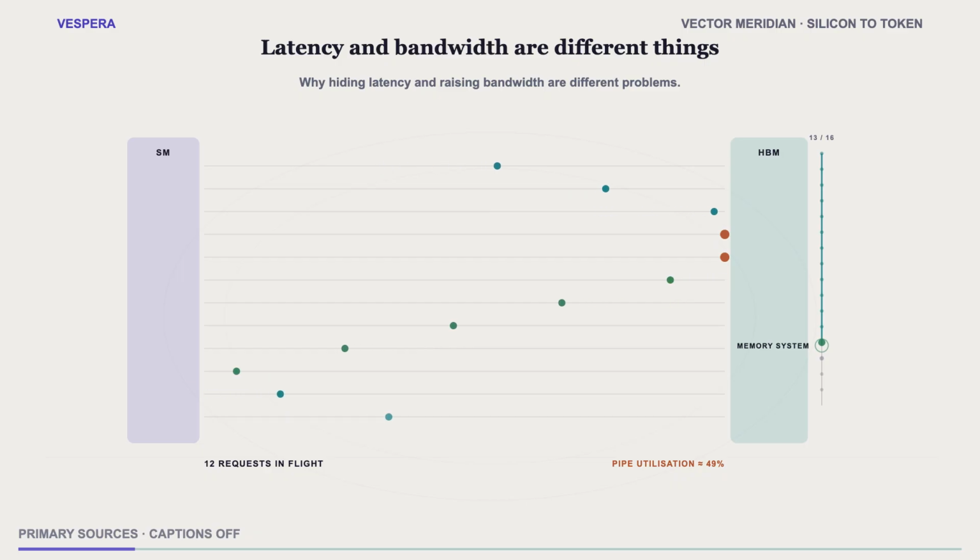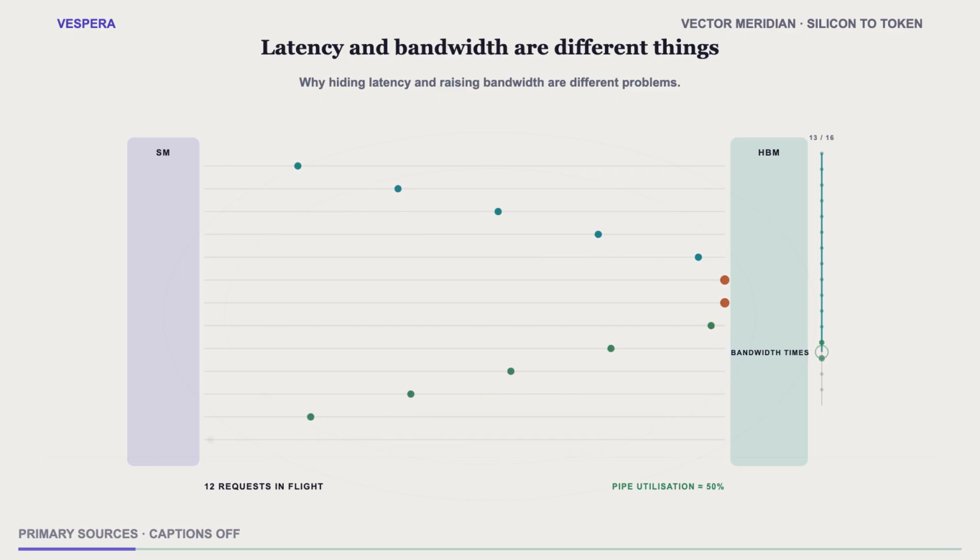So there are exactly 2 ways to go faster when you're memory bound, and it is worth naming them because the rest of this film is a catalog of the second. The first is to reduce latency. This is extremely hard. Latency is dominated by physics.